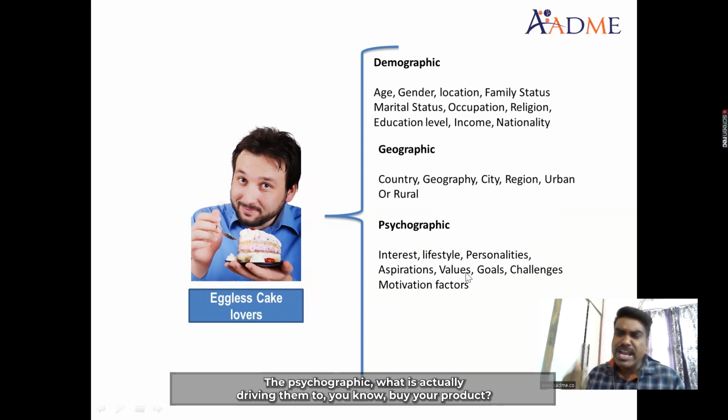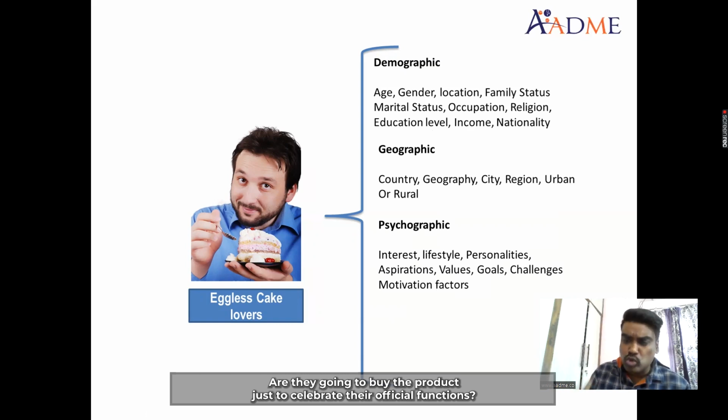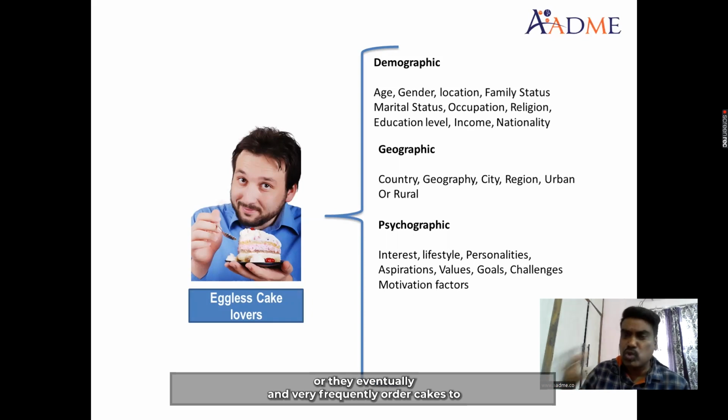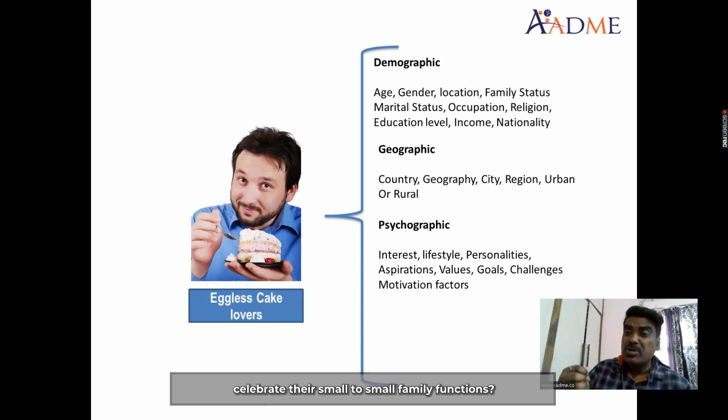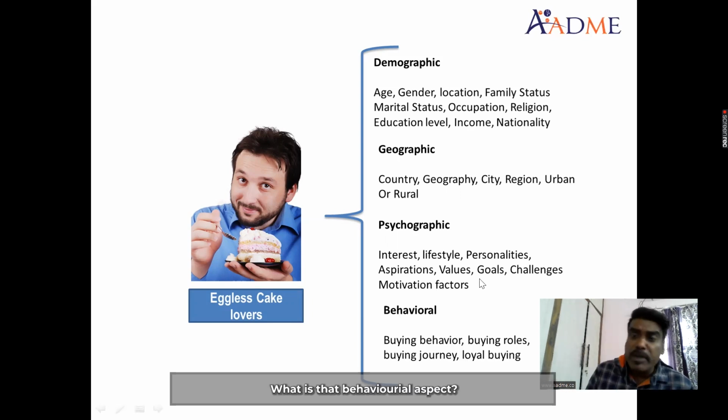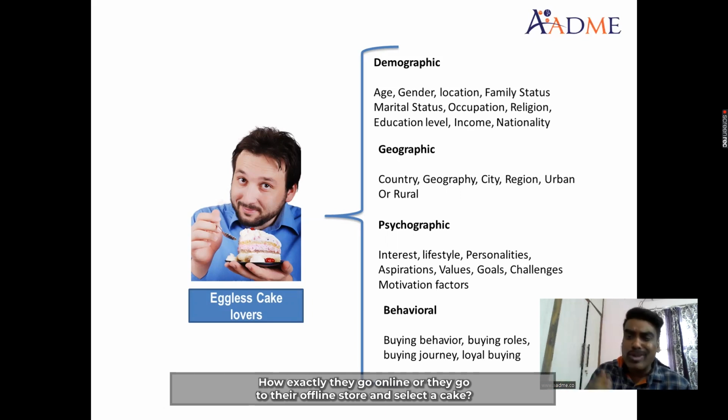Their psychographic features: what is actually driving them to buy your product. Are they going to buy the product just to celebrate their official functions, or do they very frequently order cakes to celebrate their small family functions? What exactly is their challenge right now to avail an eggless cake in the market? What exactly are their motivation factors? What is their behavioral aspect? How exactly do they go online, or do they go to an offline store and select a cake? What is the process that makes it really convenient for them to order a cake online?